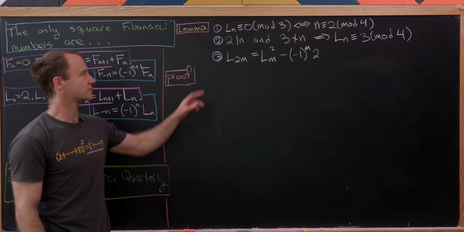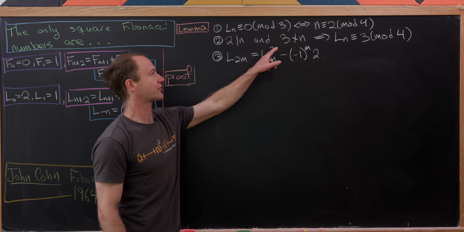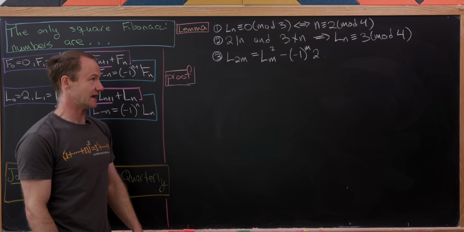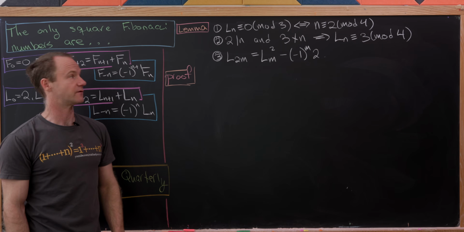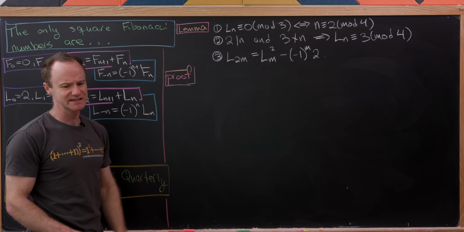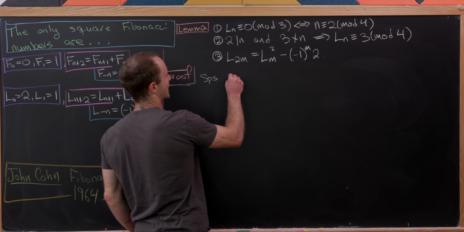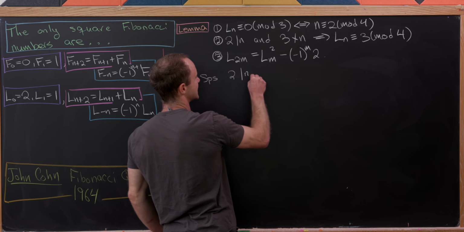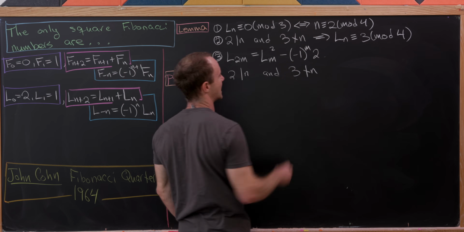Okay, so our second result says that if 2 divides n and 3 does not divide n, then L sub n is congruent to 3 mod 4. So this is a little bit trickier. So let's maybe start with our hypothesis. So 2 divides n and 3 does not divide n.